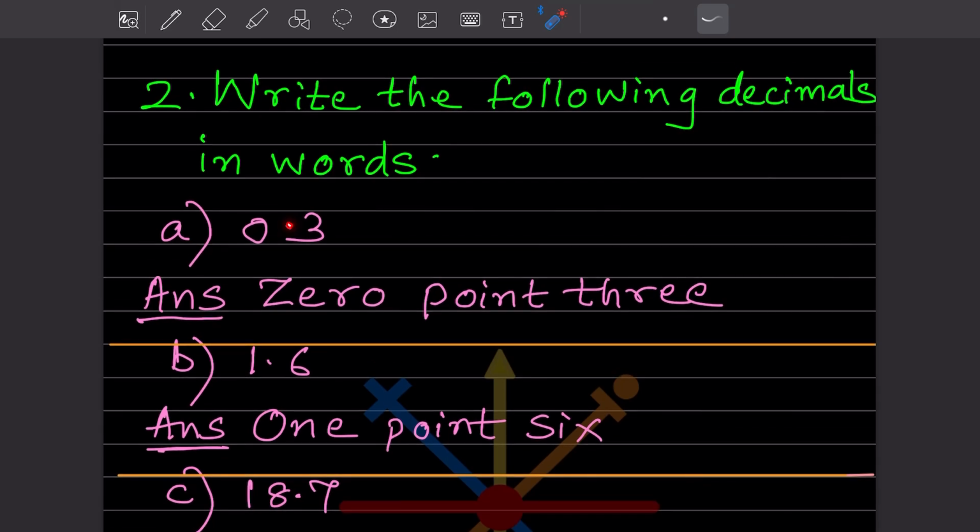Write the following decimal in words. Now this is given: 0.3. So you will write 0.3 in words. That's it. You are just going to write it in words.